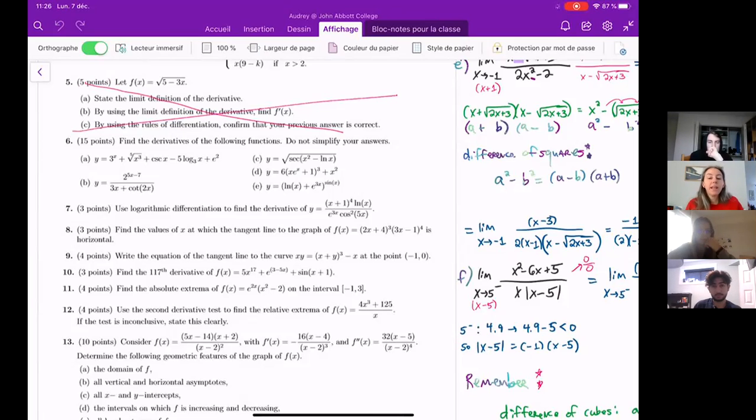A, B, C, D, E, do any of them require implicit? Okay, so I've gotten good answers from most of you. The answer is that actually, no, none of them require implicit. So now, do any of them require logarithmic differentiation? If so, tell me which ones. So now you should be thinking about logarithmic. And I only want the ones that require logarithmic.